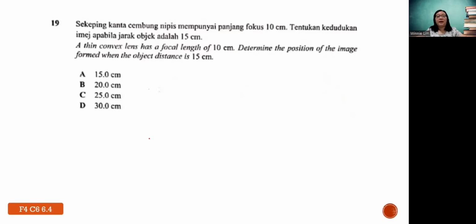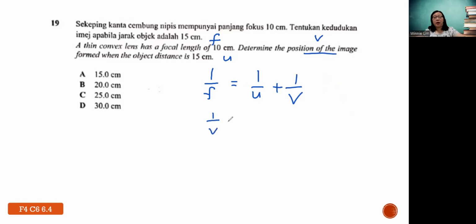19, a thin convex lens has a focal length of 10 cm. Determine the position of the image formed when the object distance is 15 cm. For this question, you will apply the thin lens formula, which is 1 over F equals 1 over U plus 1 over V, where U is object distance, V is image distance. F is focal length. They want you to find V, position of image means image distance. So you rearrange: 1 over V equals 1 over F minus 1 over U.